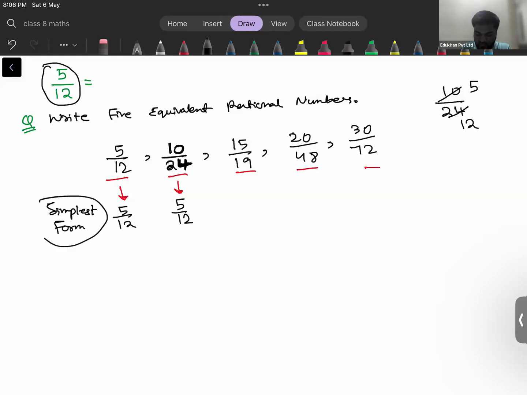What about 15 upon 19? 5 upon 12, sir. No, as I told you, we simply divide the numerator and denominator. If it's possible, we divide. Otherwise, we leave them as it is. So 15 upon 19, their simplest form can be found by dividing the numerator and the denominator. In this case, 15 upon 19 is already the simplest form. We cannot divide it further, right? Yes, sir.